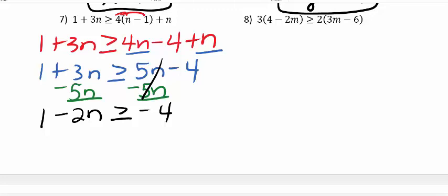Now, to get n by itself, we're going to have to get rid of this 1, so we do that by subtracting 1. And we get negative 2n is greater than or equal to, and then negative 4 minus 1 would be negative 5.